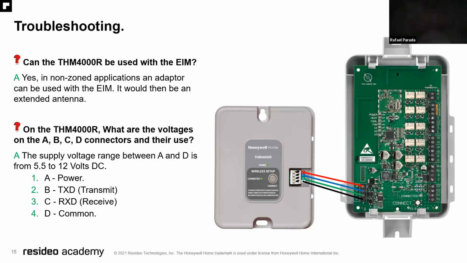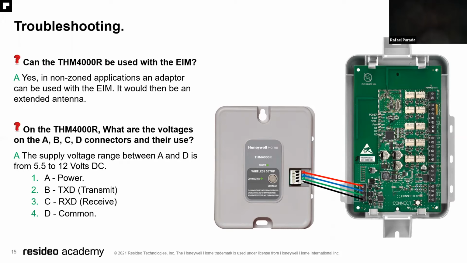With this, another common question that we have is what is the voltage on the A, B, C, D connectors on the THM 4000R? And the voltage is going to be measured between A and D. It's important to know. And it should be between 5.5 to 12 volts direct current. And the B is going to be the transmit terminal, and the C is going to be the receiving terminal. So those two are communication terminals, and the power is going to be between A and D. This is important to know as well.